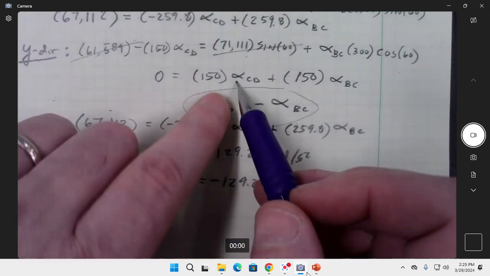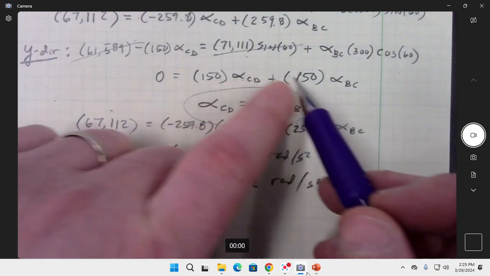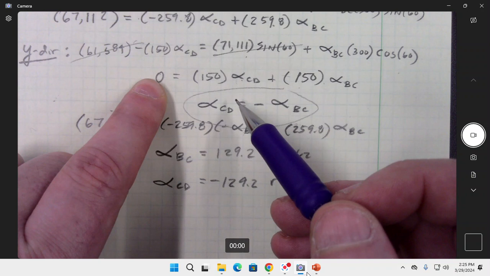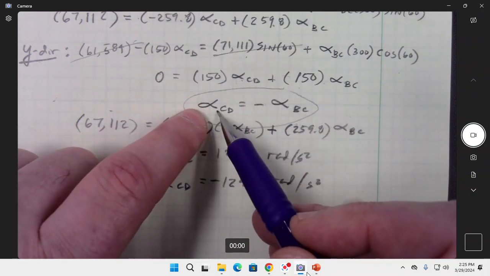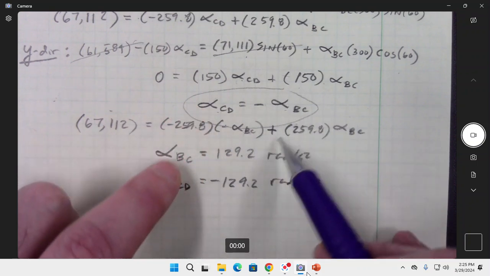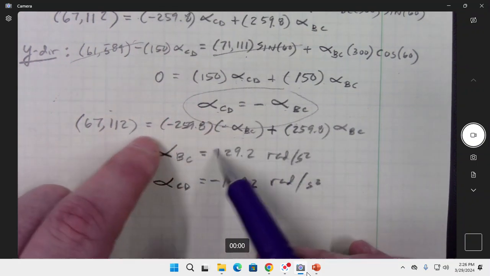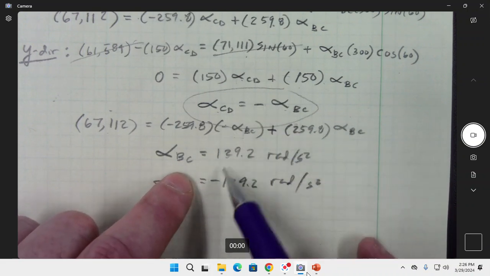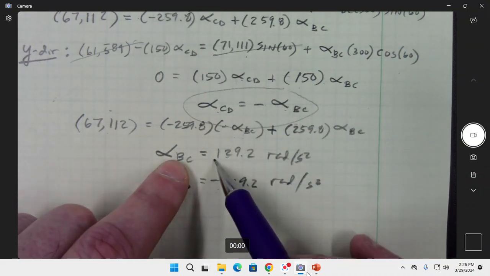Okay, because these were both positive up here, one of them had to be negative. So I decided to put this one and substitute for that one. And when I did, it ended up being positive. So now it has to be the opposite sign. This one has to be the opposite sign of that one.